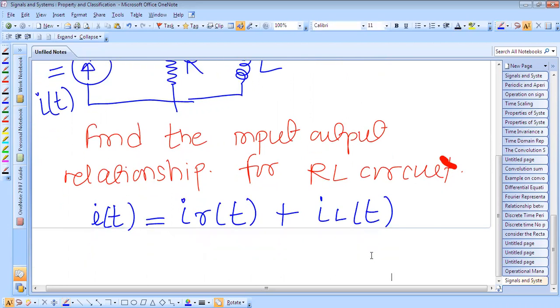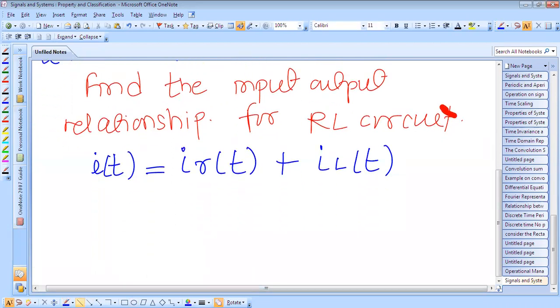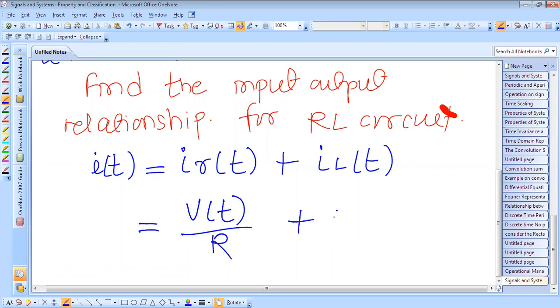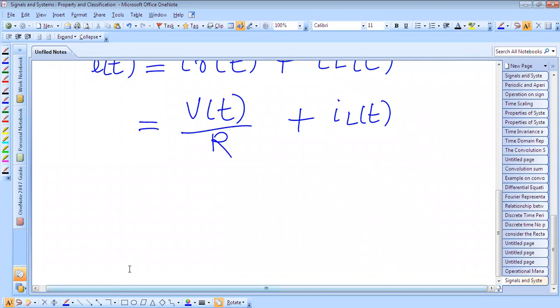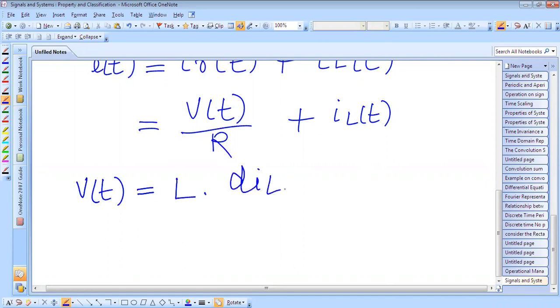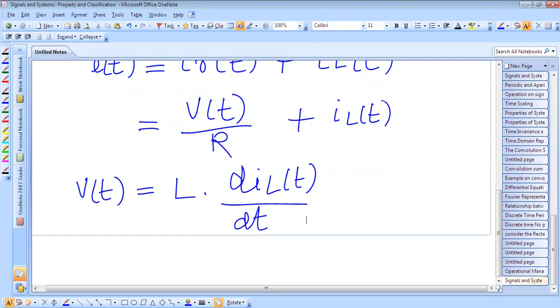Okay, so what is the current flowing through the resistor R? It is the voltage across the resistance divided by R, plus this iL of t. So what is v of t? v of t is nothing but the voltage across the inductance, which is given by L into diL of t by dt. Okay, so we can write the equation like this.